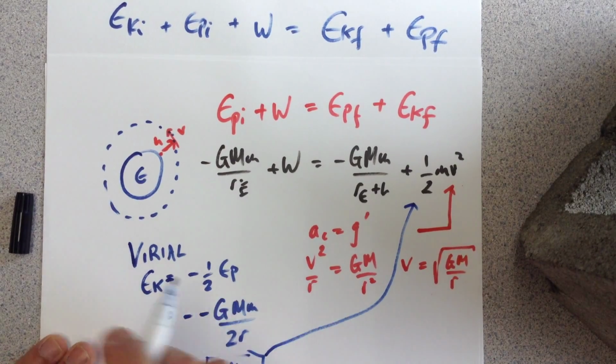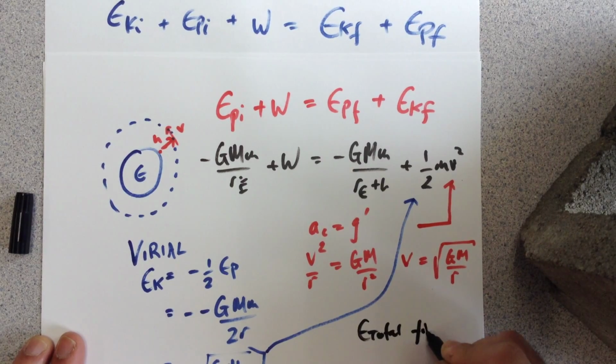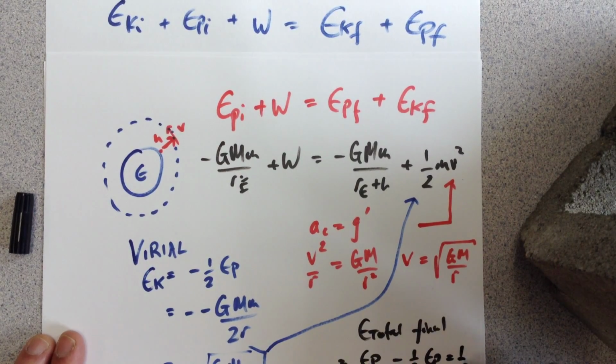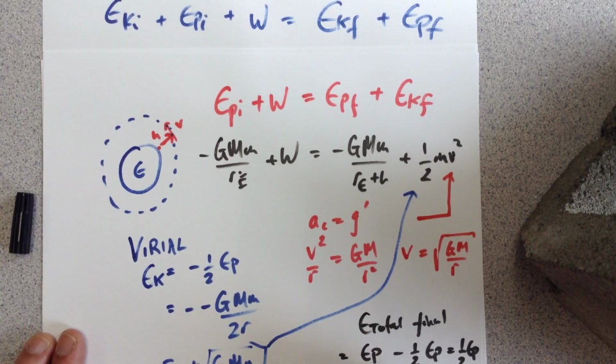our total energy on the final side of this is going to equal EP minus 1/2 EP, which equals 1/2 EP. So we can work out the final total energy at the end as being negative GMm over 2r, and this is our total energy at the final side.